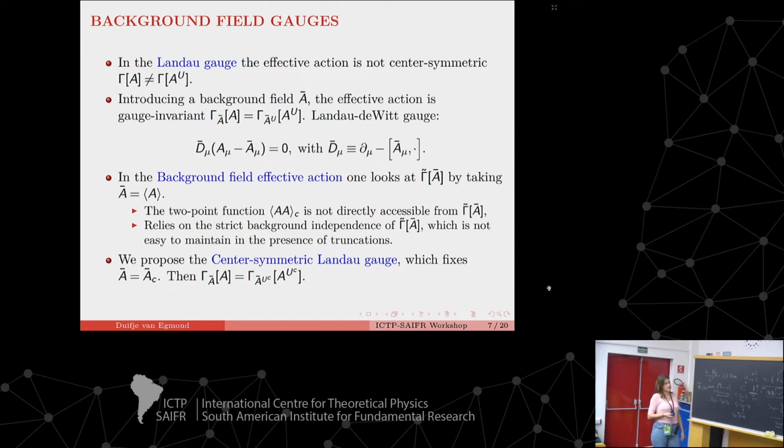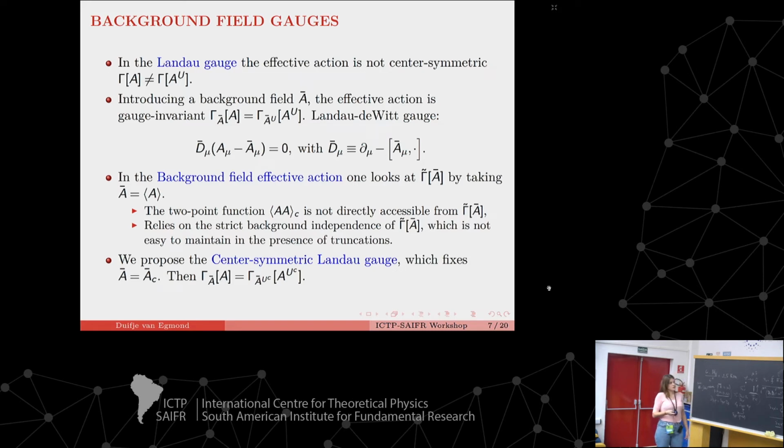However, the problem is that now we do not have the effective action itself, but a new object. And this relation that I showed you before about the two-point function being the second derivative of the effective action is no longer valid. So we cannot access gauge-fixed functions such as this two-point function. Another problem is that to prove that this is an alternative order parameter, we rely on the strict background independence, gauge independence of gamma tilde. But this is not always easy to maintain in the presence of truncations or modeling as we use.